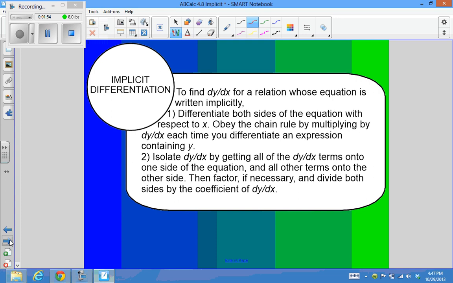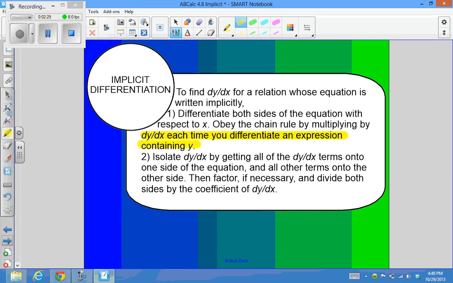For implicit differentiation, to find dy dx for a relation whose equation is written implicitly, we want to differentiate both sides of the equation with respect to x. Obey the chain rule by multiplying by dy dx each time that you differentiate an expression that contains a y. Now again, we talked about this already, but this is a big thing right here. You want to put that dy dx every time that you differentiate an expression that has y.